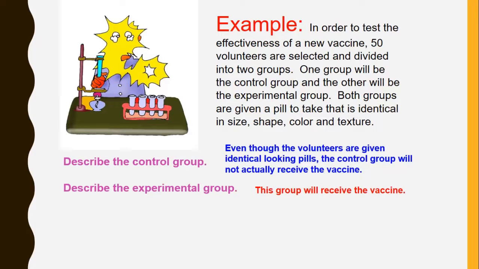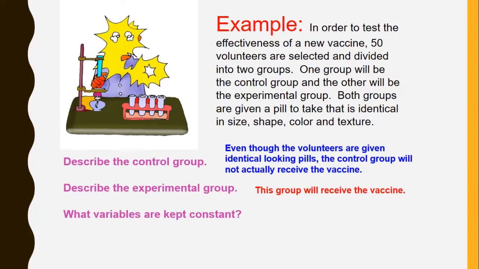Okay, so an example: in order to test the effectiveness of a new vaccine, 50 volunteers are selected and divided into two groups, the control and the experimental. Both groups are given a pill to take that is identical in size, shape, and color. So clearly one is a vaccine and one is not. The first part would be to describe the control group. Even though they're volunteers, the control group will have the pill that doesn't have the vaccine, and the experimental group will have the one that has the vaccine.